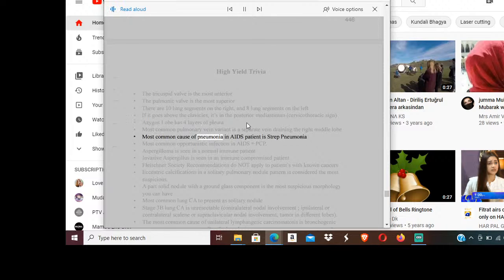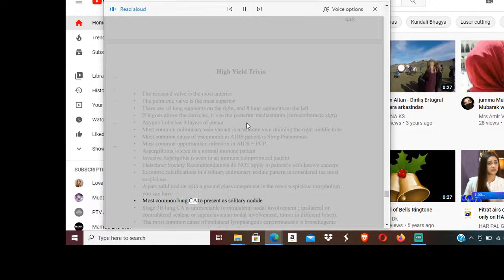Most common cause of pneumonia in AIDS patients is strep pneumonia. Most common opportunistic infection in AIDS is PCP. Aspergilloma is seen in a normal immune patient. Invasive aspergillus is seen in an immunocompromised patient. Fleischner Society recommendations do not apply to patients with known cancers. Eccentric calcifications in a solitary pulmonary nodule is considered the most suspicious pattern. A part solid nodule with a ground glass component is the most suspicious morphology.